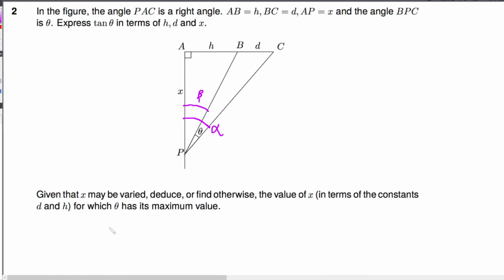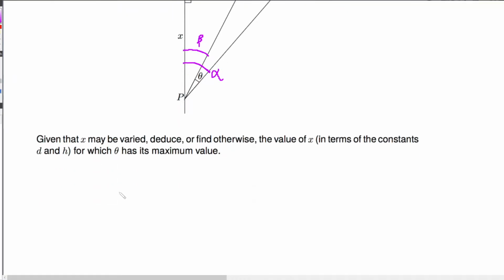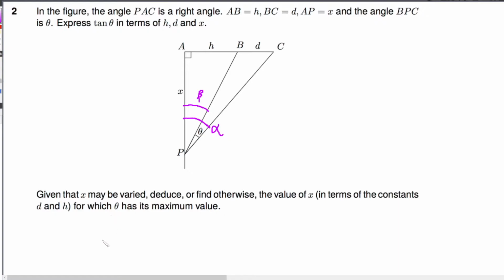You would differentiate the expression you have for tan theta with respect to x and find the x at which it was equal to 0, and do a little bit of extra justification to show that it was truly a maximum value you were looking at.